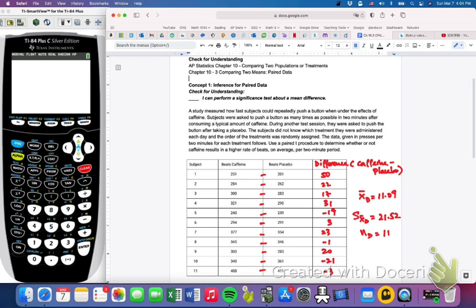So I would like to show you how we get the mean. First of all, you need to input the difference, the list of the difference between caffeine and placebo, into a list on your calculator.